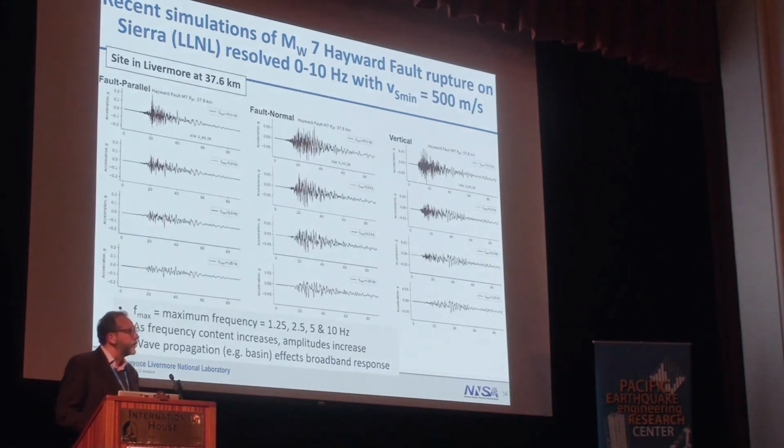As we resolve motions to higher frequency, here's a site in Livermore, fault parallel, normal, and vertical. This is a calculation resolved to 1.25 hertz, 2.5, 5, and 10 hertz. You can see the high amplitudes increase as we resolve higher frequencies, because we're resolving those high frequencies that control PGA. But the longer period surface waves generated by the basin structure there are well resolved at 1 hertz.